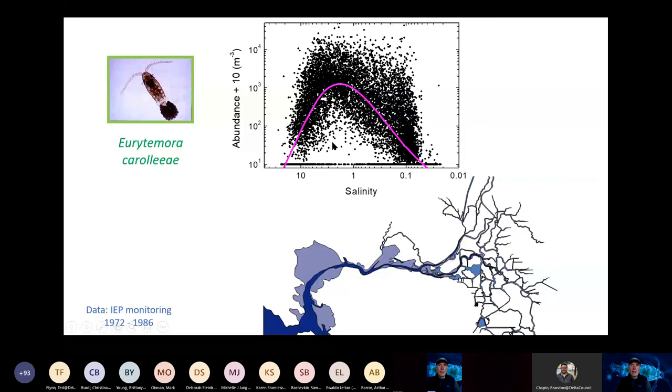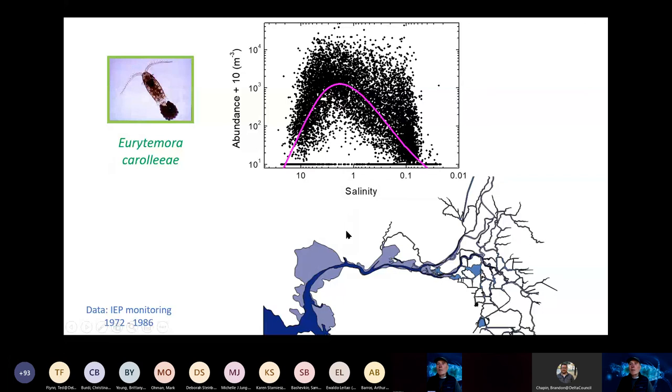I'll get back to that in a bit. But then we realize that the organisms have a salinity range over which they're most abundant, and they're less abundant at either end. And this is Kimmerer caroliae, a very common zooplankton in the estuary. And this is long-term monitoring data from the Interagency Ecological Program.